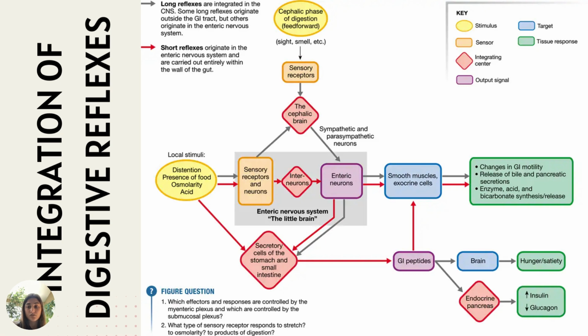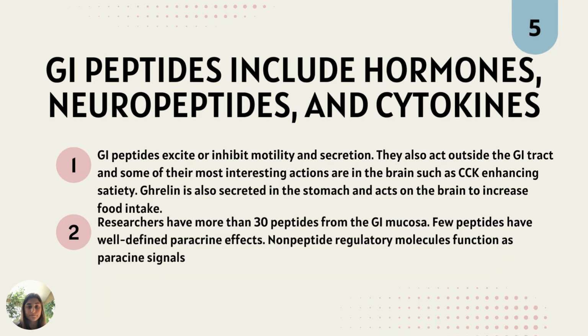And this then goes to the target organs such as smooth muscle, the exocrine cells, the brain, etc., that go to the tissue response. These include changes in GI motility, the release of bile and pancreatic secretions, enzyme, acid, and bicarbonate synthesis and release, hunger and satiety, and insulin and glucagon levels increasing and decreasing.